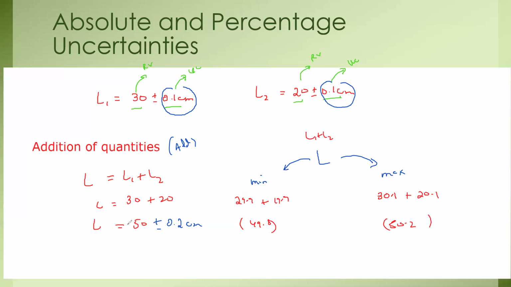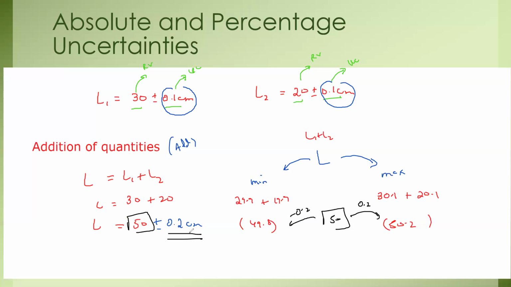So what is our variation from the mean? From the 50, which is the mean value, what is our variation? Our final answer can be 0.2 more or it can be 0.2 less. That is why the uncertainty is plus minus 0.2 centimeter. So a simple rule to remember: whenever quantities are added, the uncertainties always add.